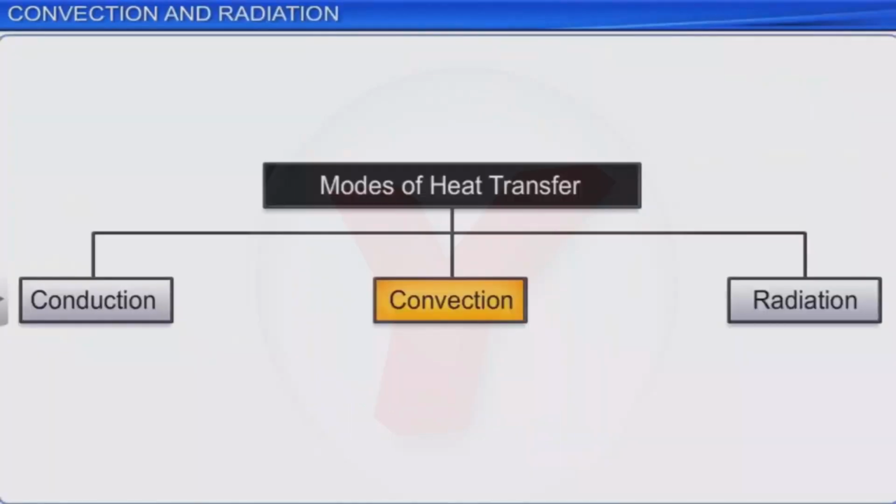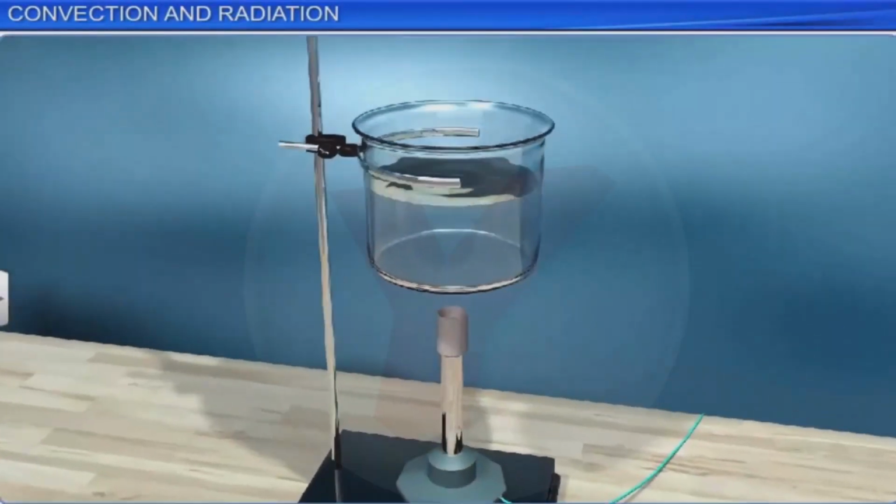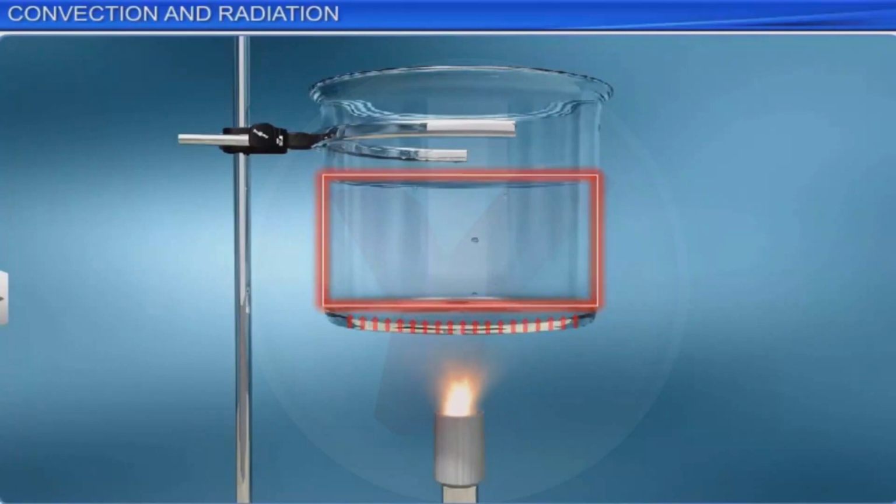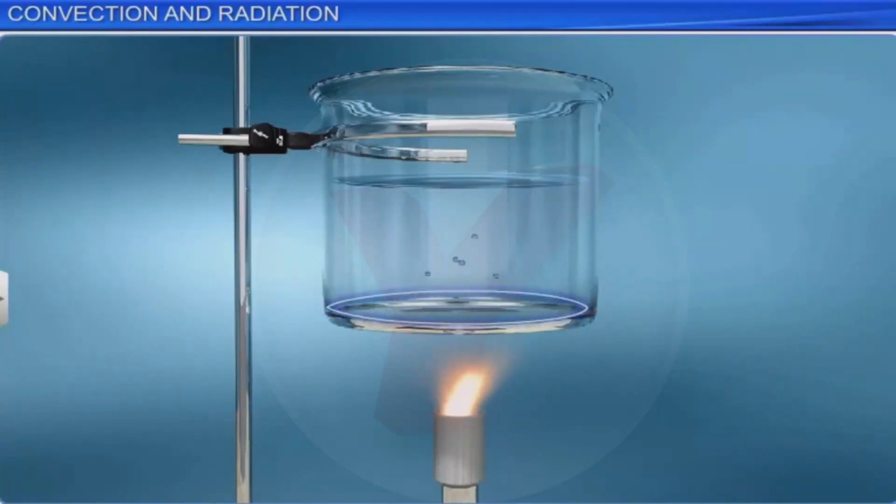Let us conduct an experiment to understand what is meant by convection. Take some water in a container and heat it by placing it on a burner. The bottom of the container absorbs heat from the burner and then conducts it into the water. Since the entire water body is not in contact with the bottom of the container, all the layers of water cannot absorb heat by conduction. The water that is in contact with the bottom of the container absorbs heat by conduction and its temperature increases.